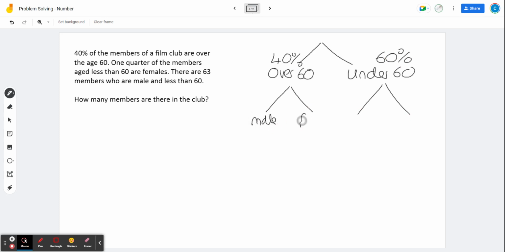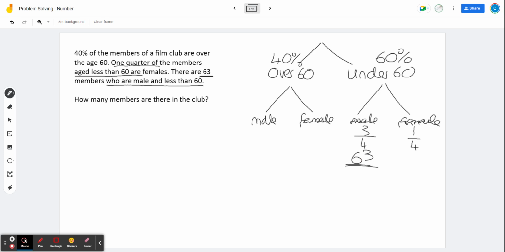So I'm going to quickly write it down. Now it says 1/4 of the members who are less than 60 are female. So they're talking about these ones here. You're 1/4, so that means you are 3/4. And then it says there are 63 members who are male and less than 60. So they're telling me that this represents 63 people. And the question says, how many members are in the club?